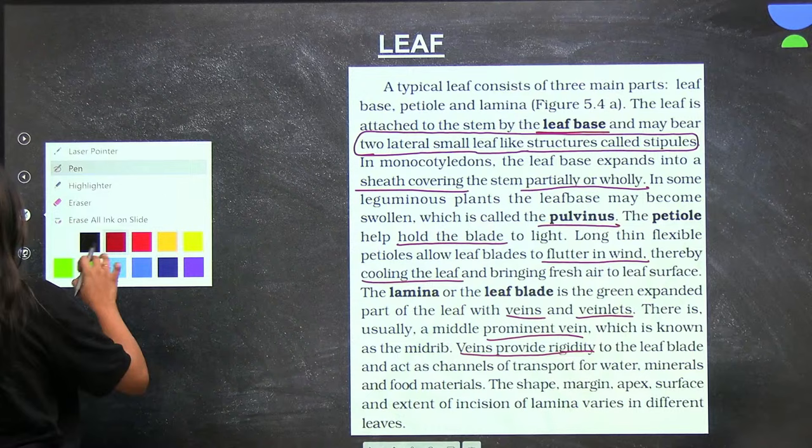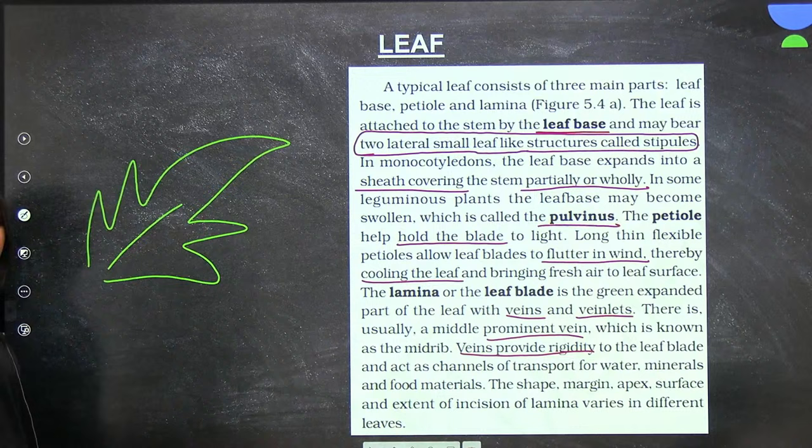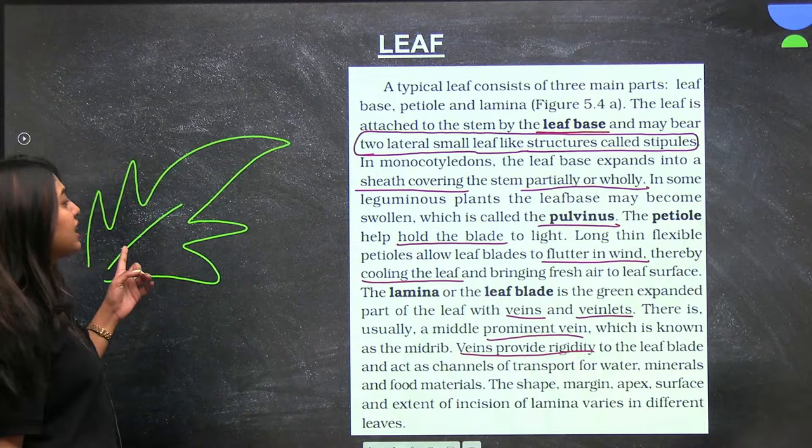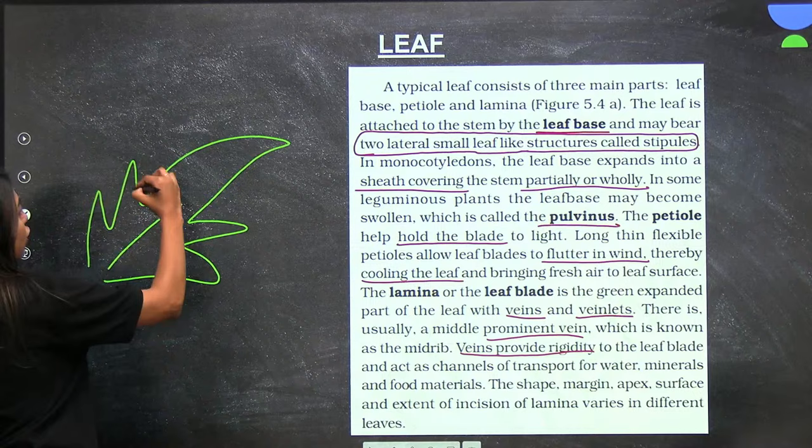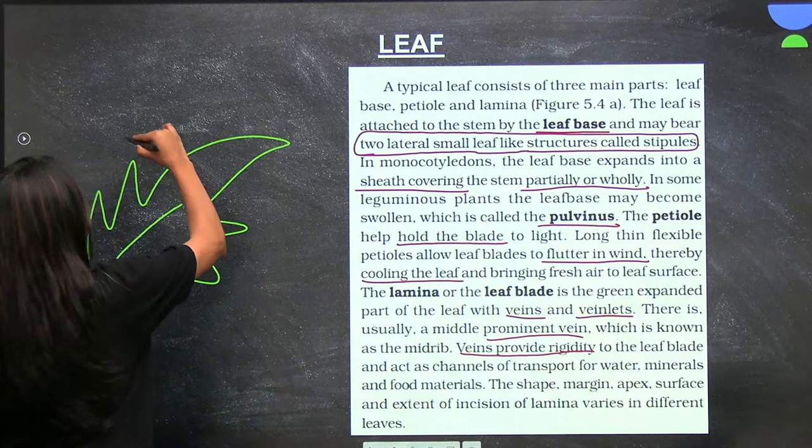You people would have seen leaves like this, no? All of you would have seen leaves like this. That means some leaves might have incisions. This portion which I have drawn is called your incisions. Got it? Some leaves might not have incisions. Some might be just like this. Got it?